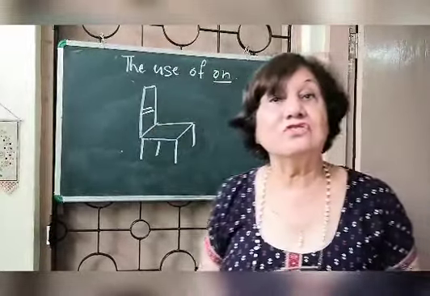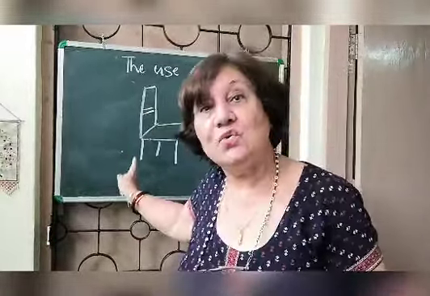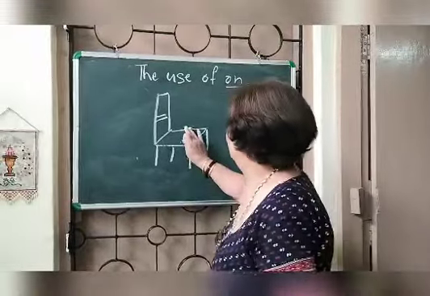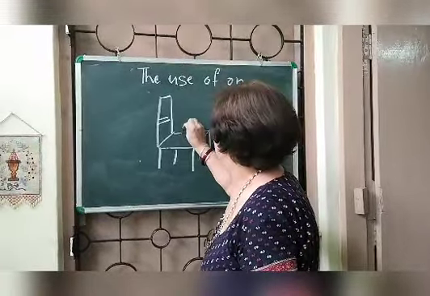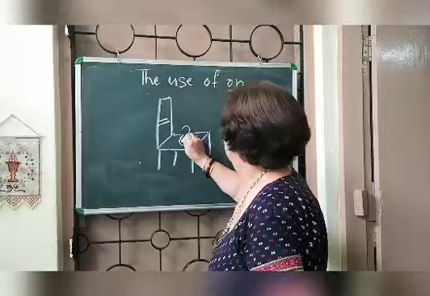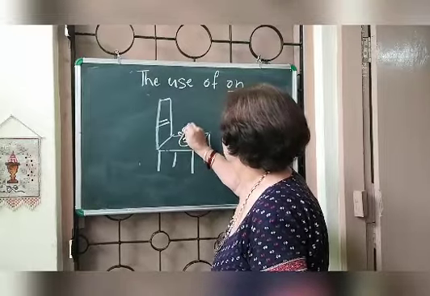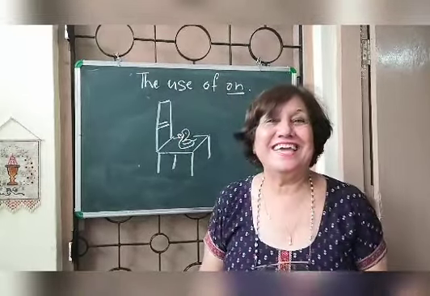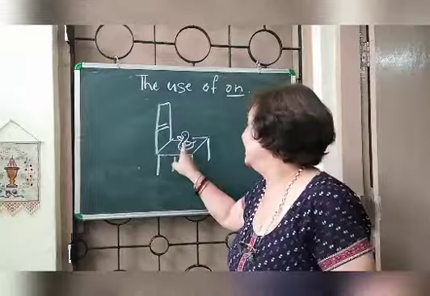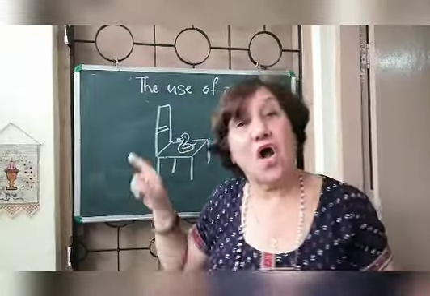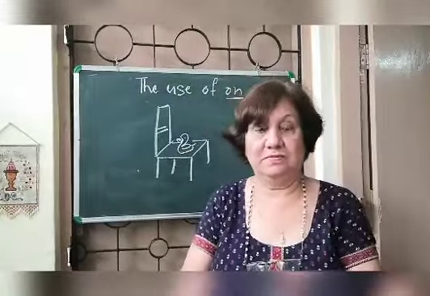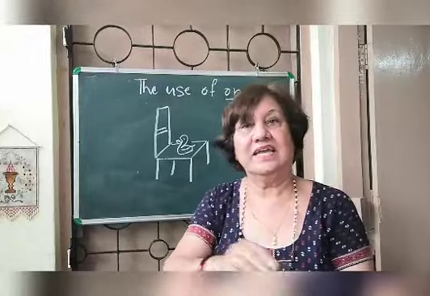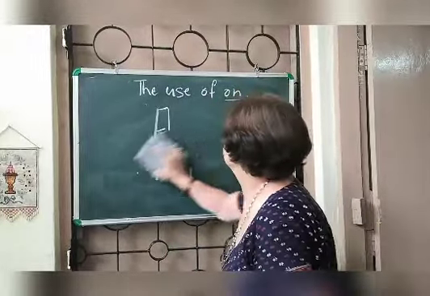What have I drawn, children? You will say, you have drawn a chair. And now look at the chair properly. A duck is sitting on the chair. So this becomes on. Yes? Now.